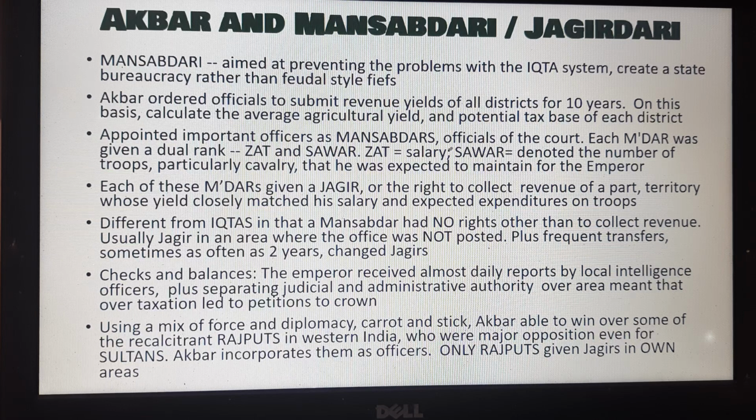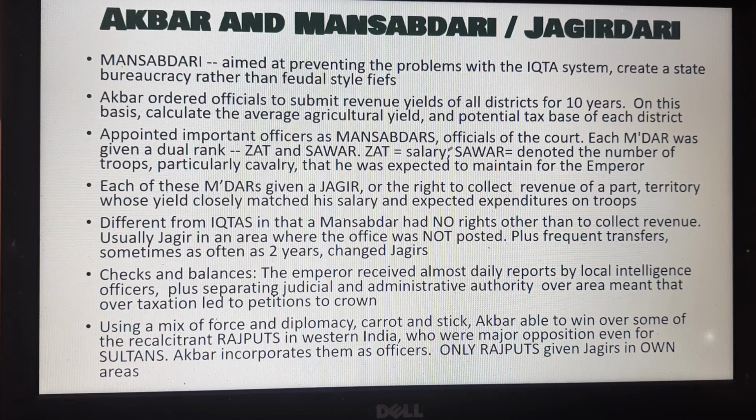Akbar ordered officials to submit the revenue yields of all districts for 10 years. So whatever revenue was coming from all districts, that had to be submitted for 10 years at once. On this basis he calculated the average agricultural yield and potential tax base of each district, and what should be charged from each district for that particular yield.